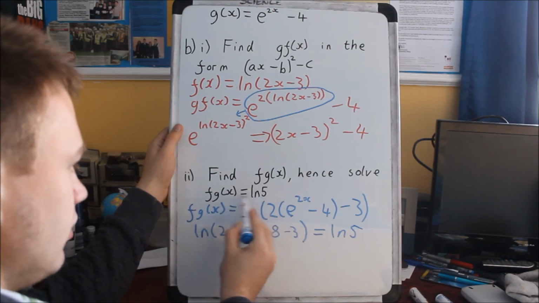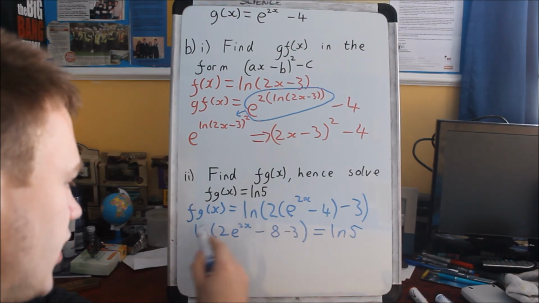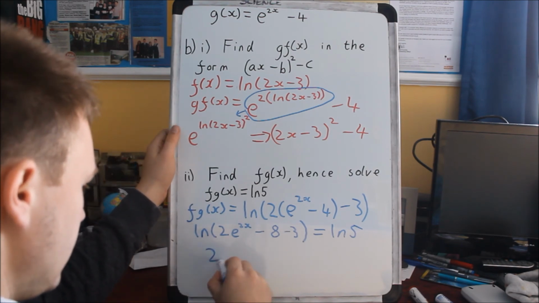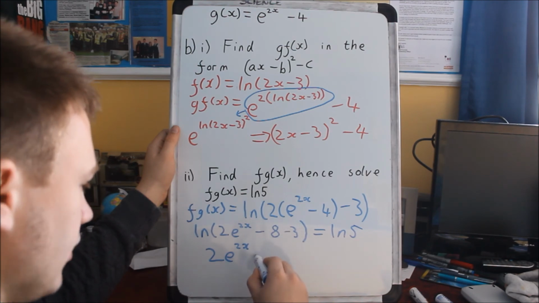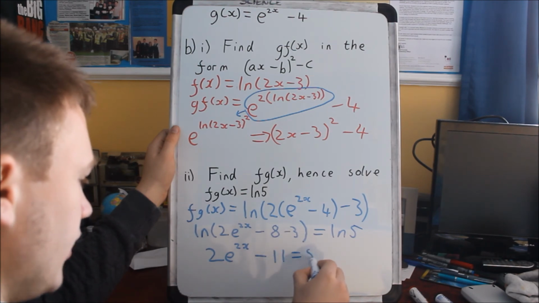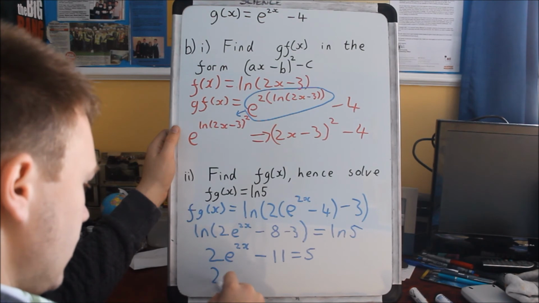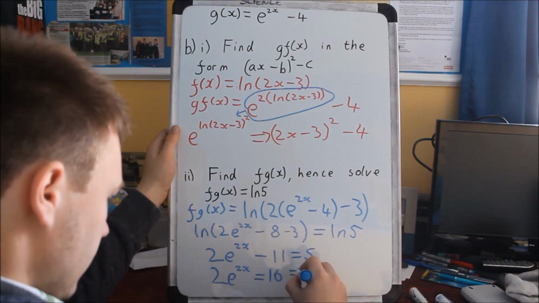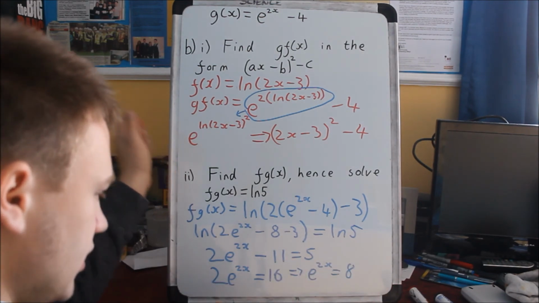It's told us here to solve it for x. That's what we've got to do. Now, if we were to exponentiate both sides, that would get rid of the natural log on both sides, and that's a good start. So we've got this 2e to the 2x. Now I am going to simplify it. Minus 8 minus 3 is minus 11, and that equals 5 because we've got rid of the natural log on both sides. So that means 2e to the 2x equals 16. So e to the 2x equals 8 because we're dividing both sides by 2.